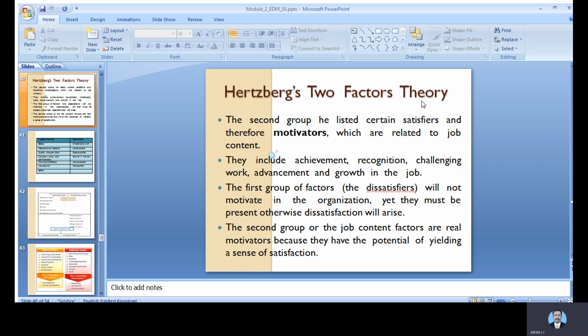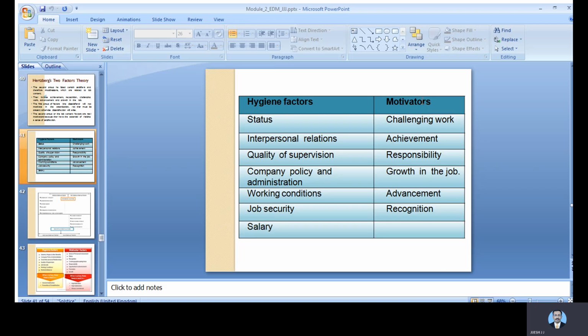to be added to the industry as one of the motivation factors, so that it leads to a better outcome at the end of the day. So Herzberg's two-factor theory plays a major role if any of these kinds of problems arise. Then we have hygiene factors and motivators, as we discussed before: status, interpersonal relationship, quality of supervision, company policy and administration, working conditions, job security, salary.